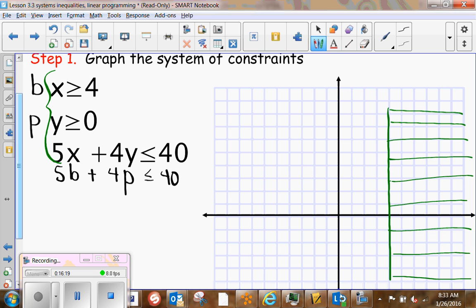Okay, then y has to be greater than or equal to 0. Well, plates have to be greater than or equal to 0. What kind of line is that? Horizontal where? It's at 0, right? I could write this as y is greater than or equal to 0. So I've got a horizontal line here. It has to be greater than or equal to that.